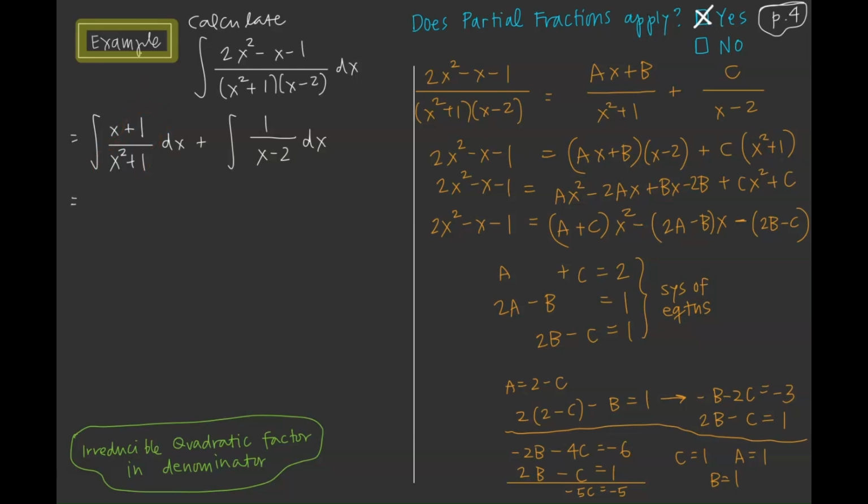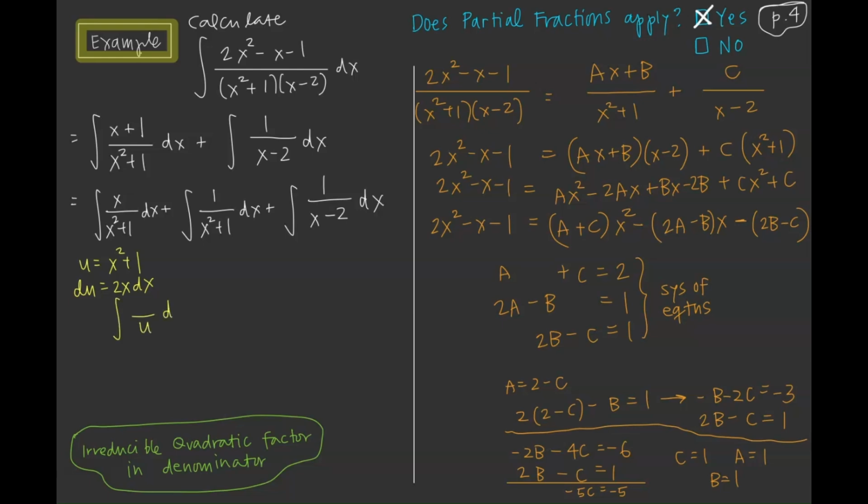So that's what we're going to do. We're going to split this guy up into x over x squared plus 1, and then we have a 1 over x squared plus 1, and then we still have our 1 over x minus 2. Okay, so I'm going to use a u substitution on this first one. I'll let u equal x squared plus 1. The reason I immediately recognize this is because now the derivative of this will be 2x, and I have that important x part right there. So du equals 2x dx. And so I really have the integral of u right here, and du, I'm going to have a 1/2.